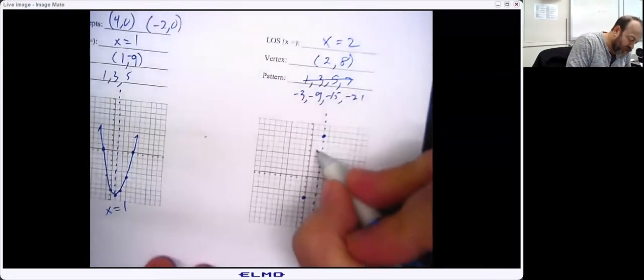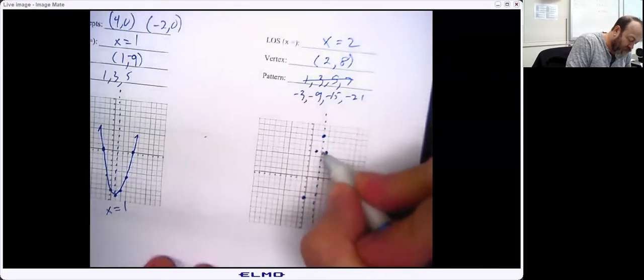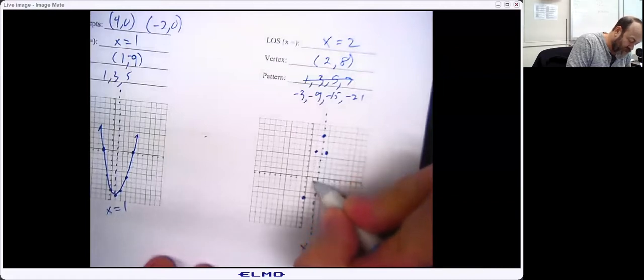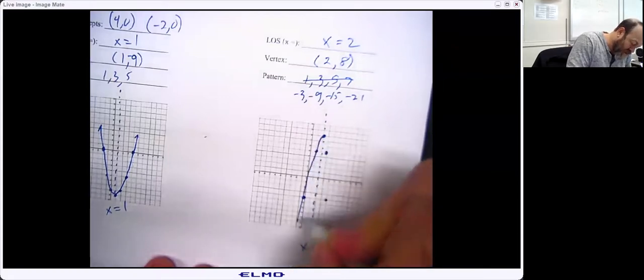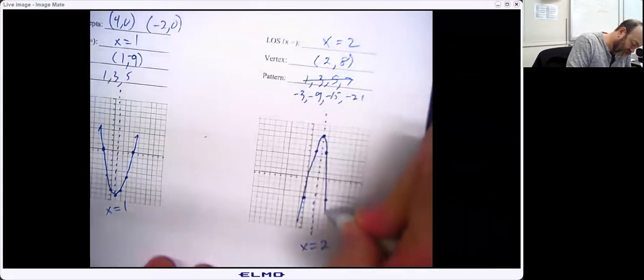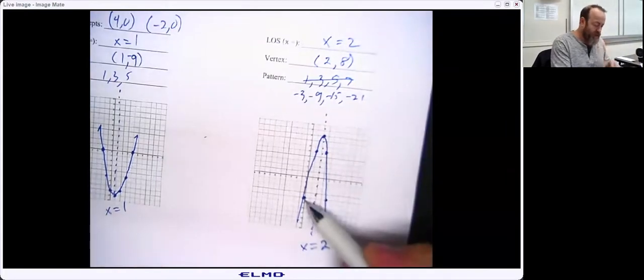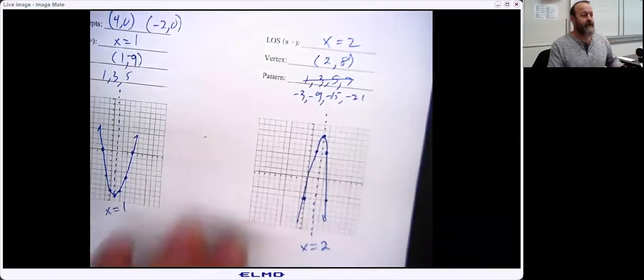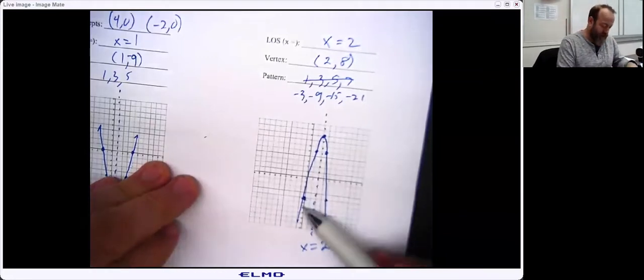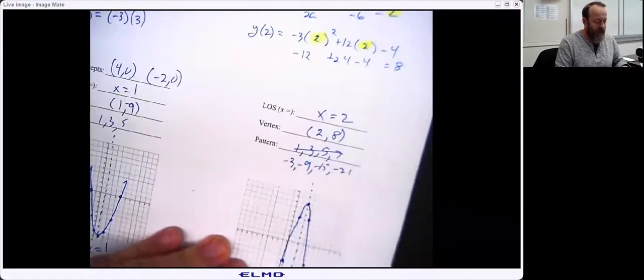Over 1, down 1, 2, 3. Over 1, down 9. Let's see, 1, 2, 3, 4, 5, 6, 7, 8, 9. There we are. And that's cool because we can see that what we estimated worked quite well, because not what we estimated, what we calculated is that y-intercept hit just perfectly, although my curve didn't quite match.